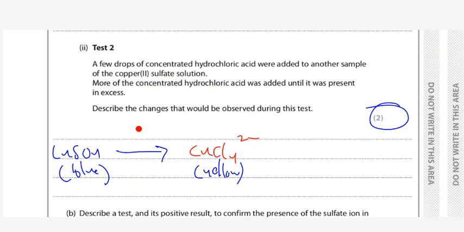Now, all of the blue will not turn yellow at once. When part of the blue turns yellow, the yellow form along with the remaining blue will give you the green color. That's the intermediate color which is seen. So the blue copper sulfate turns green and then turns yellow.